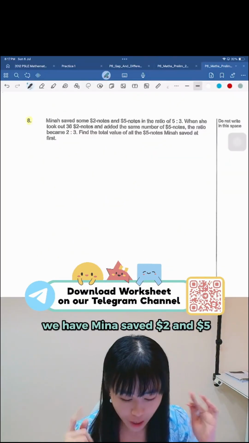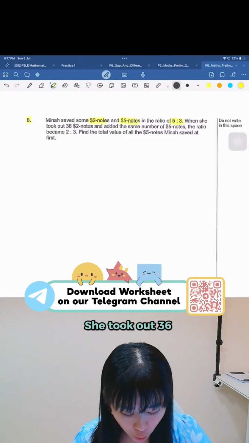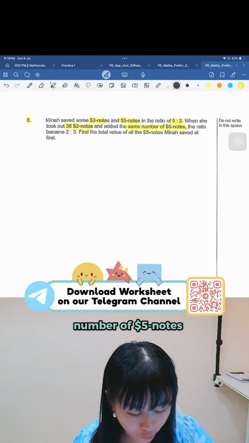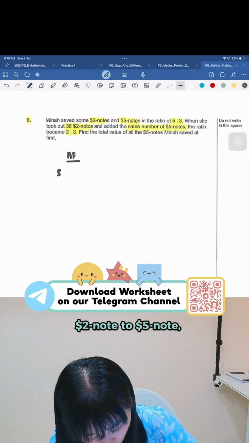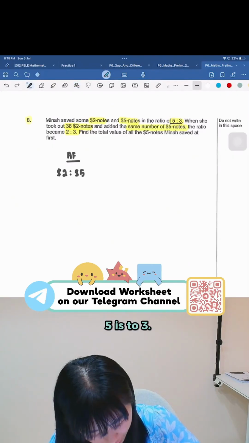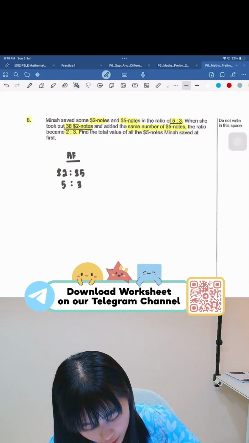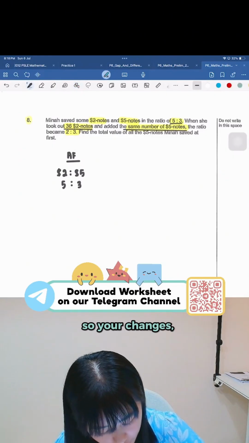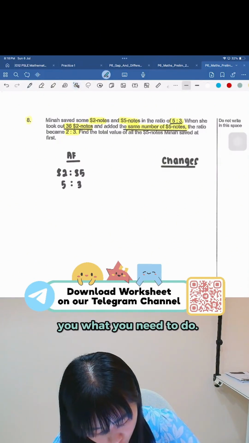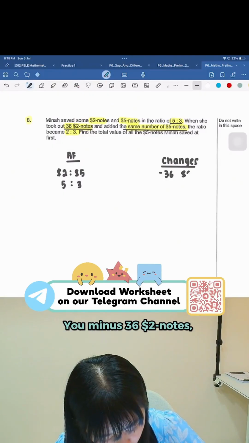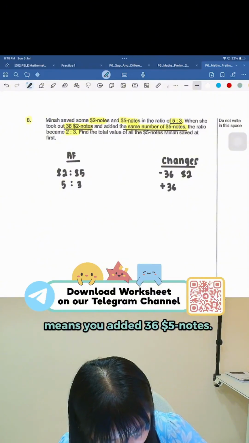Question 8, we have Mina saved $2 and $5 in the ratio of 5 to 3. She took out 36 $2 notes and added the same number of $5 notes, and then the ratio became 2 to 3. Your very first ratio, $2 note to $5 note, is 5 to 3. Then the changes, everybody, is you take out 36 $2 notes and you add the same number of $5 notes. Your changes are very important because that tells you what you need to do. You minus 36 $2 notes, you add the same number, which means you add 36 $5 notes.